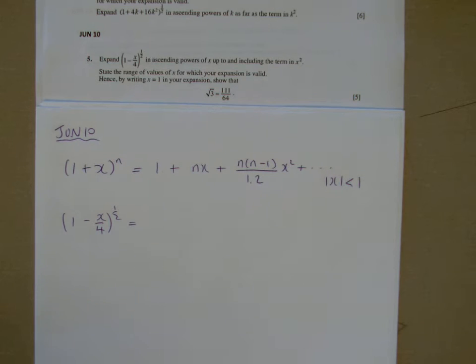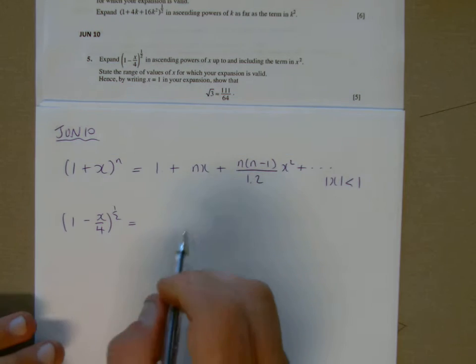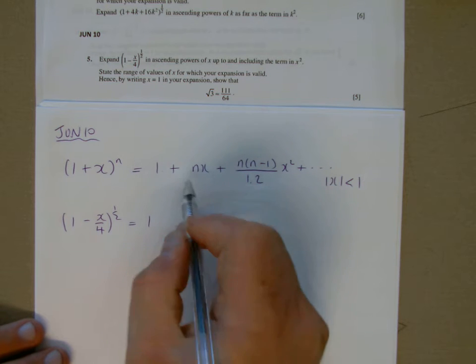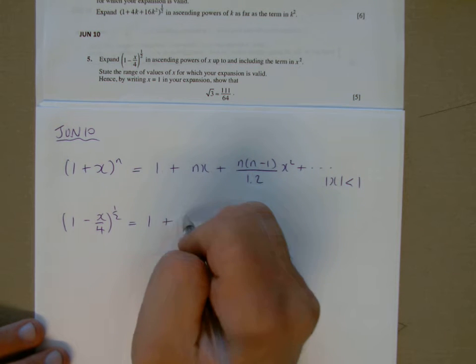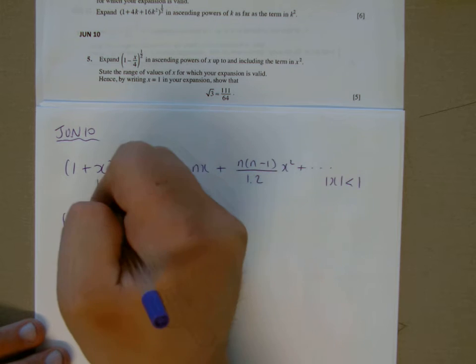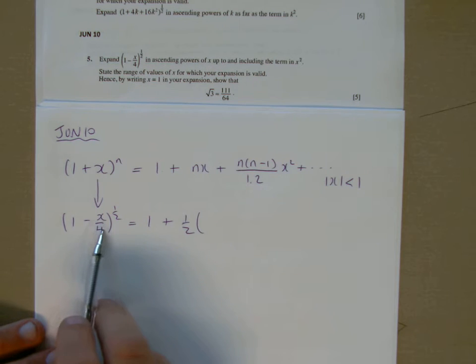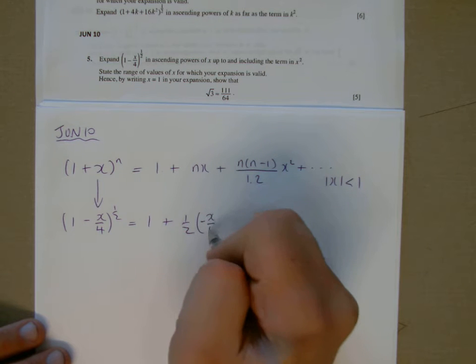Okay, so in this question we're asked to expand this using the binomial theorem from my formula booklet. So I'll have 1, and then the power is half, so plus half x. Now my x becomes minus x over 4. Don't forget the minus. So it'll be minus x over 4 in here.